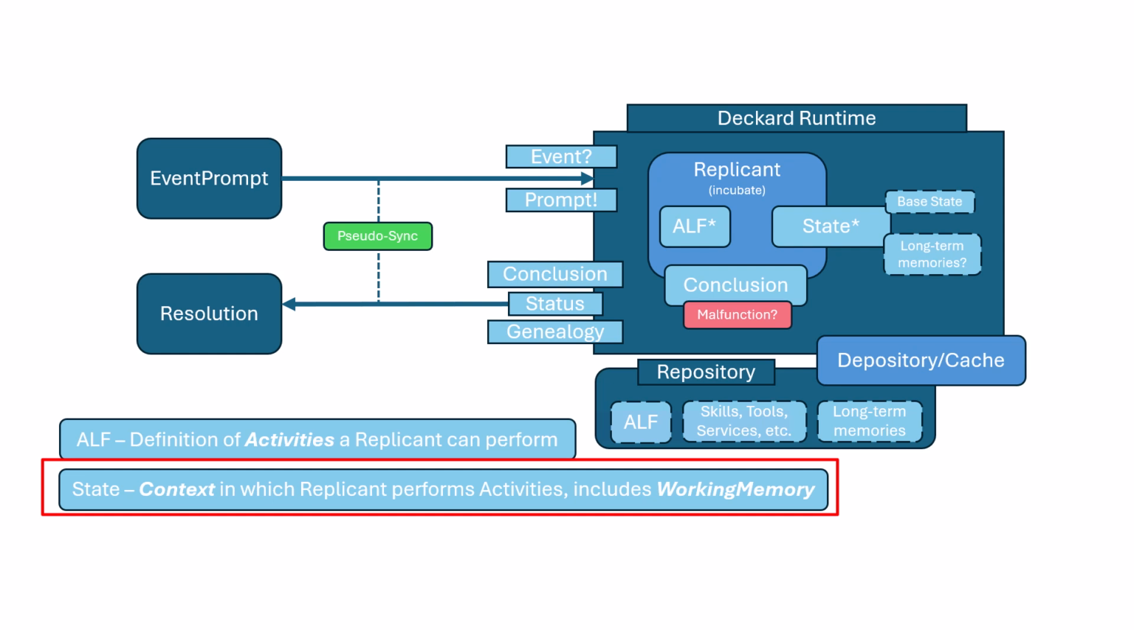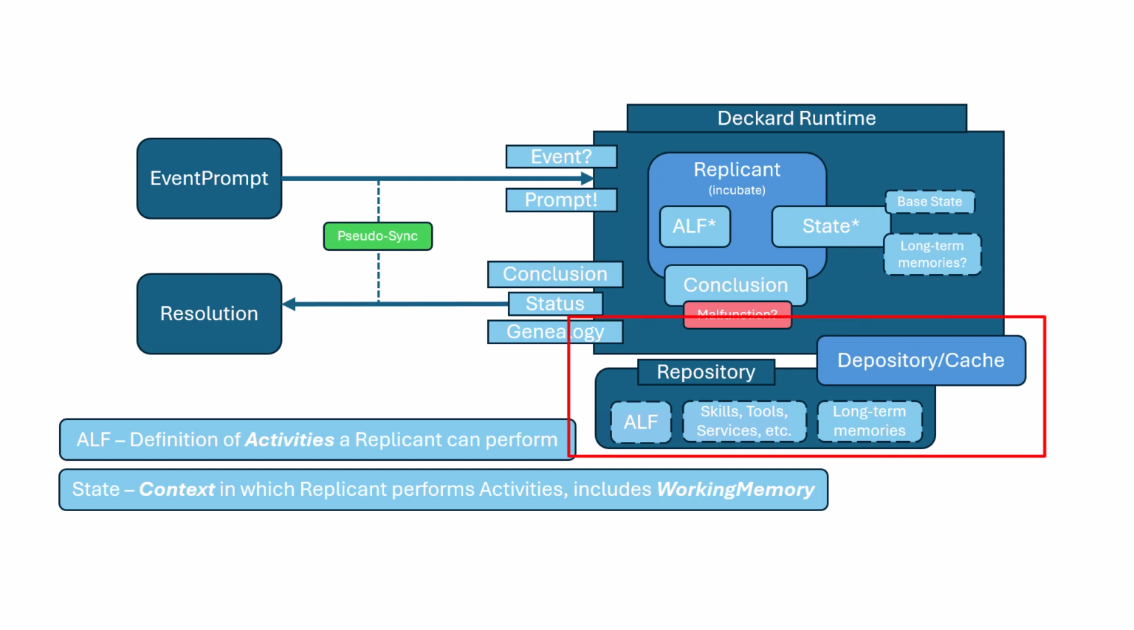The state itself has what we call base state, which all replicants get. That is the state of that particular reaction to an event prompt. And it can potentially have what we call long-term memories. We'll get deeper into that in other discussions, but understand that the state is made up of a base and potential long-term memories. Those long-term memories come from a repository. Also, the repository is where the ALF definition is set, and other things like skills, tools, services.